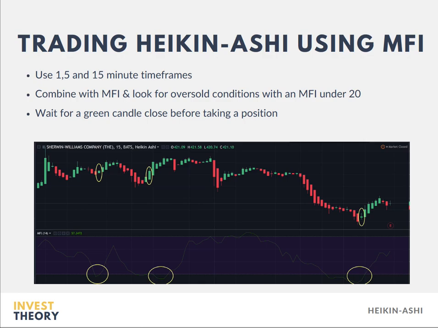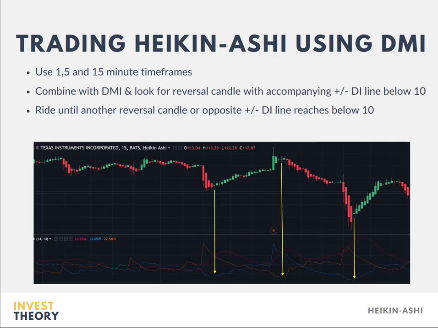Now just know if you're looking at a 15-minute chart and the trend is changing there, the 5-minute chart is going to look considerably different. When you're using DMI, again, you want to use the 1 minute, the 5 minute, and the 15-minute time frames.